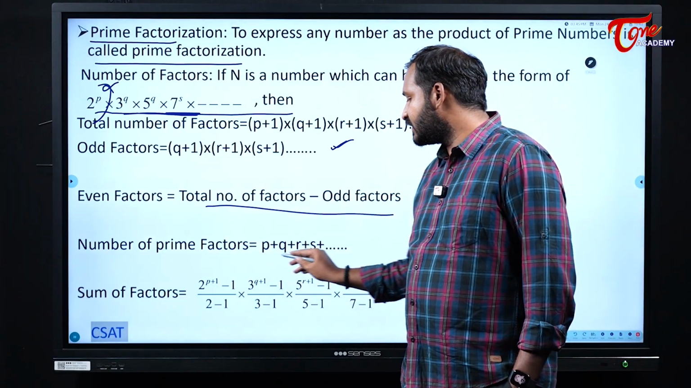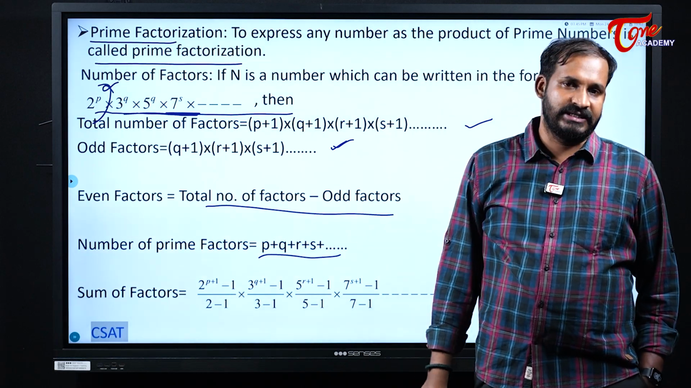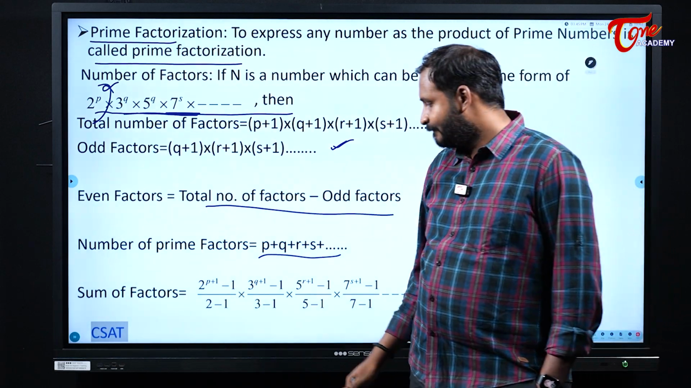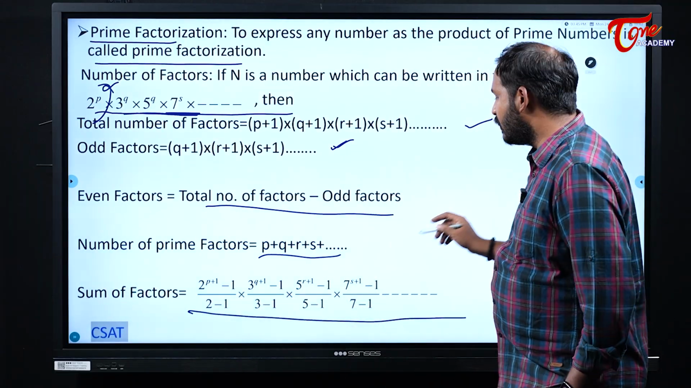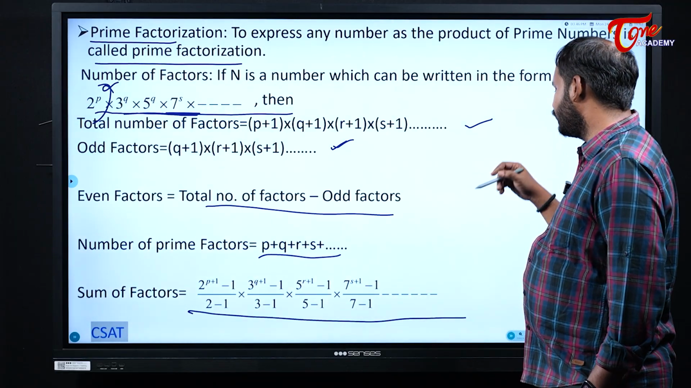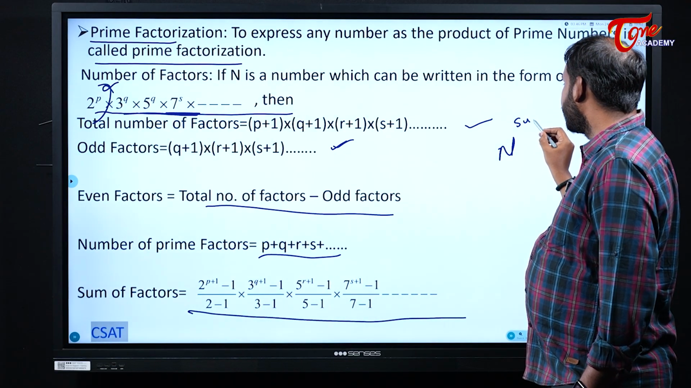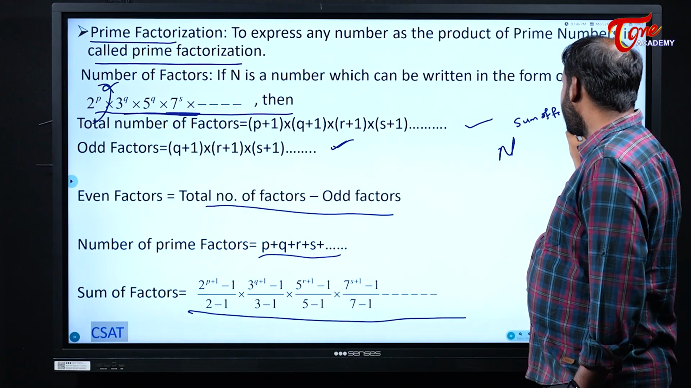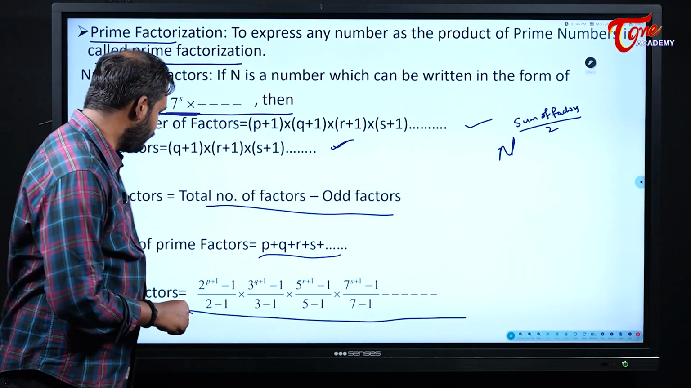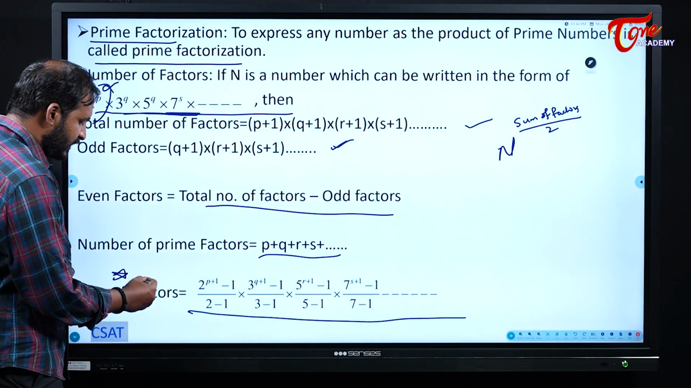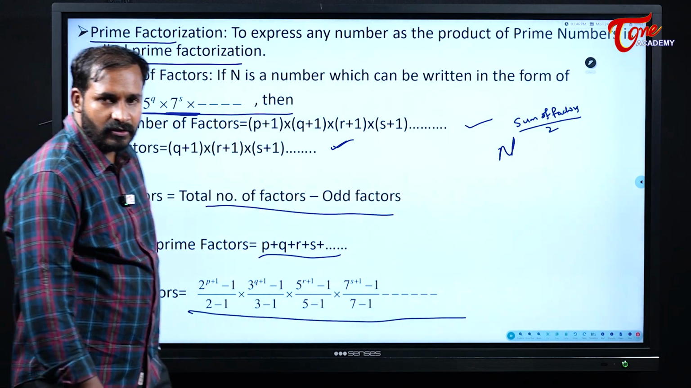Next, when it comes to prime factors, simply add the powers, so that we get the prime factors of any given number. Next, sum of factors. Similarly we have product of factors, which is usually n by sum of factors by 2. But very rarely we will use the sum of factors, students, very rarely. We will use the remaining odd, even and prime factors very commonly.